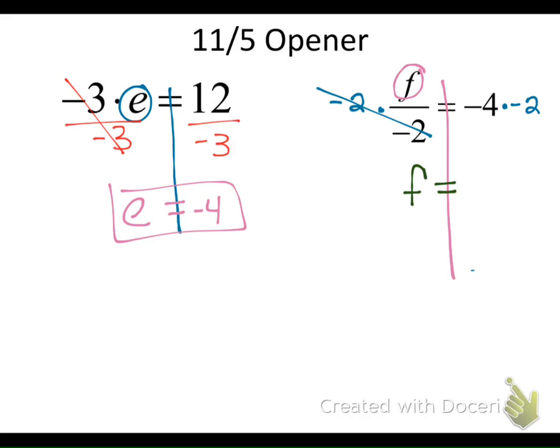What's 4 times 2? Two negatives equal a negative 8. No. Two negatives equal a positive. So F equals 8. Yep.